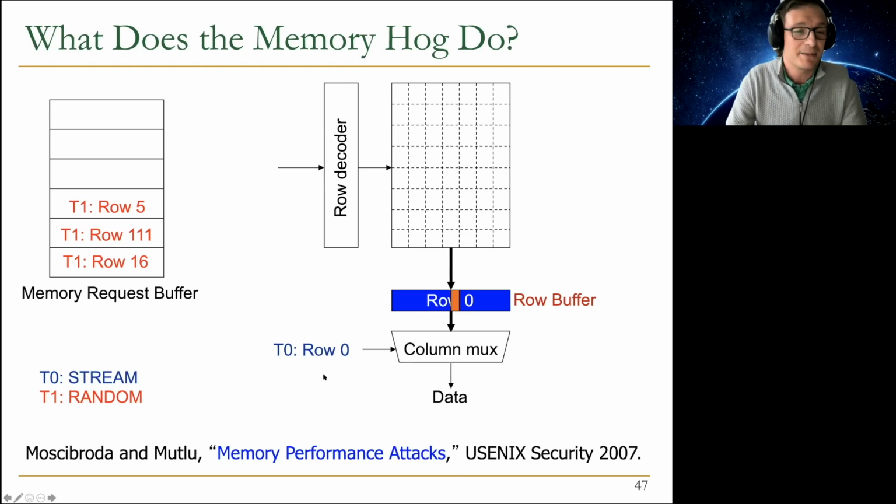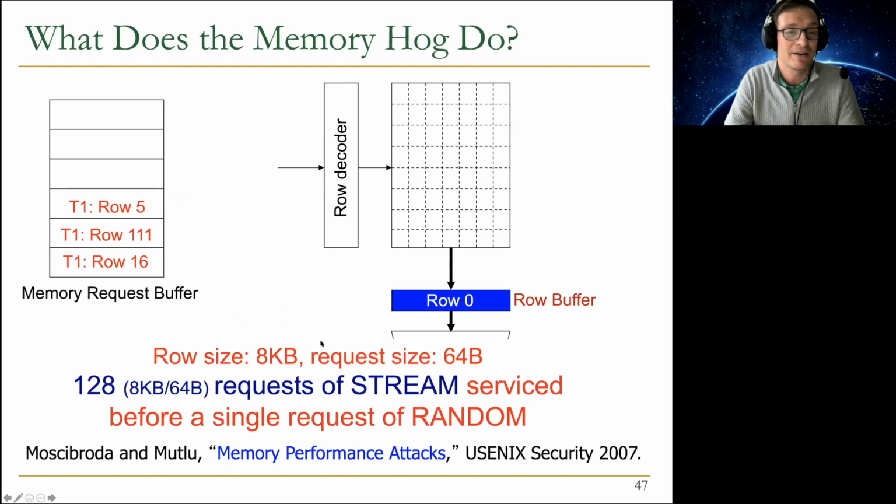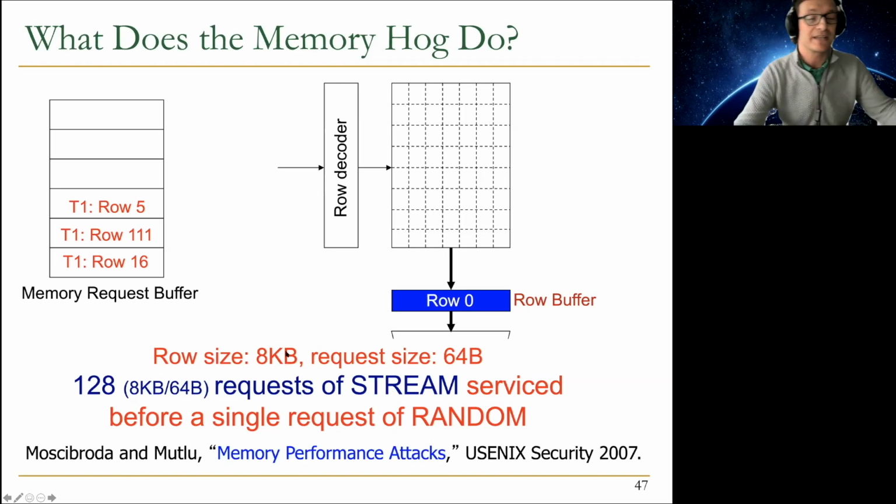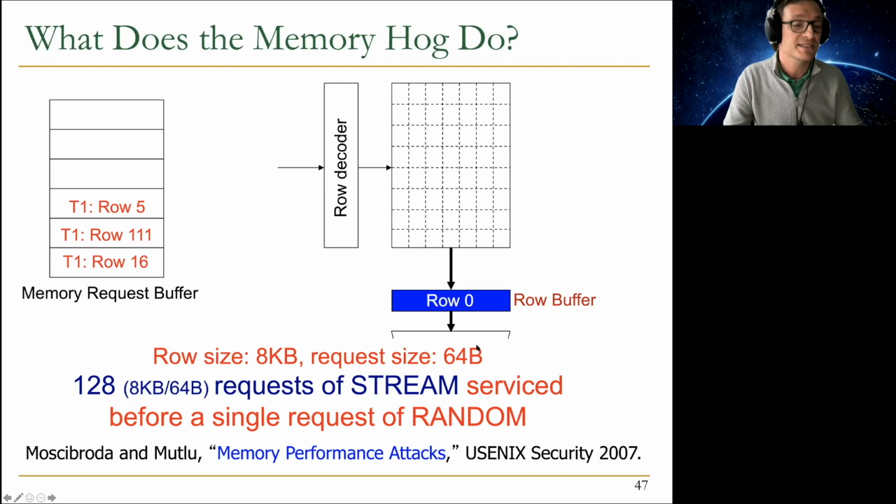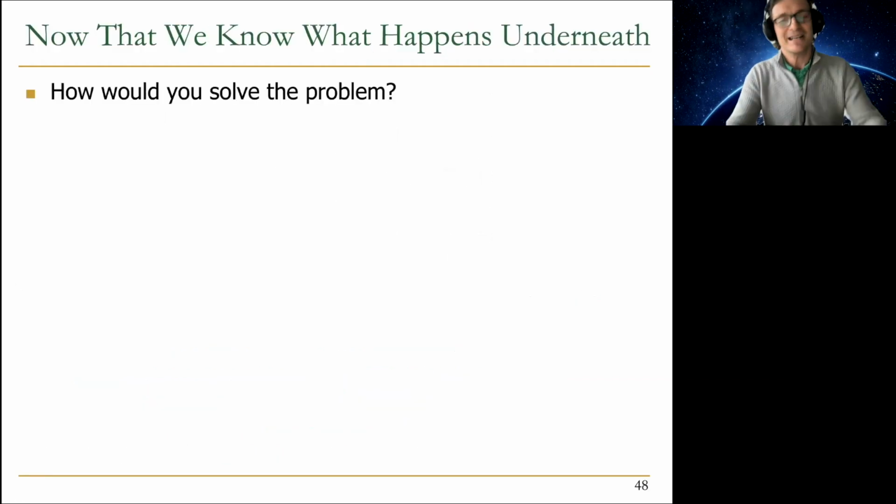So hopefully it's clear. Basically, we've designed the memory controller to prioritize row hits, and the side effect was that an application that doesn't have a lot of row hits got delayed significantly. You can do the calculations with a row size of 8 kilobytes and a request size of 64 bytes. 128 requests of stream are serviced before a single request of random is serviced. Okay, that doesn't sound good. Now I'm giving you the problem.